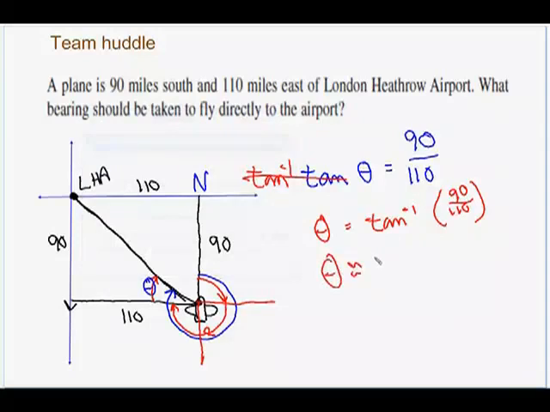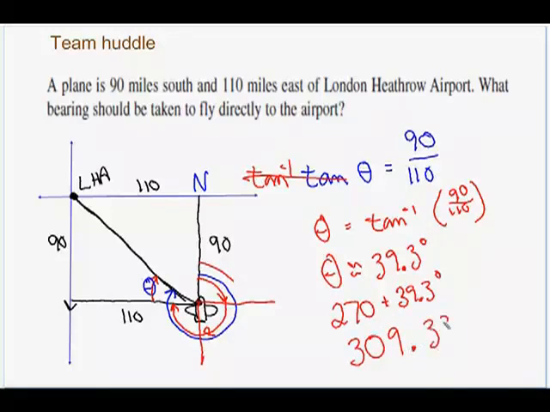Theta is 39.3 degrees. Remember, these air bearings are off our north-south line, so we're going to do the 270 plus 39.3 degrees. So the air bearing we should take would be 309.3 degrees.